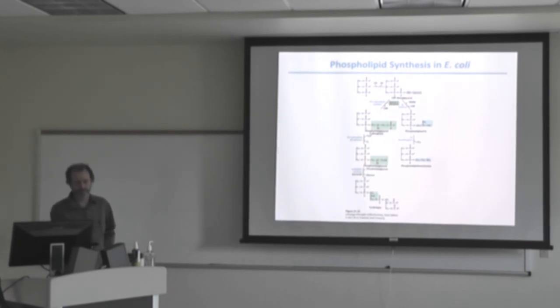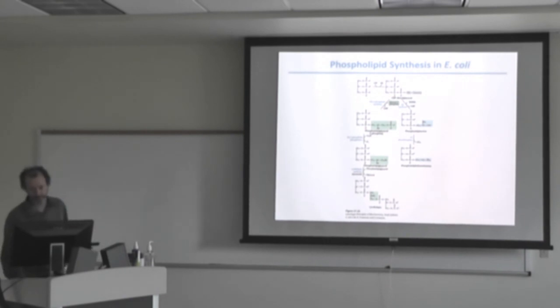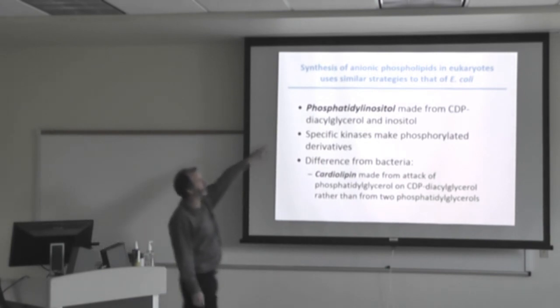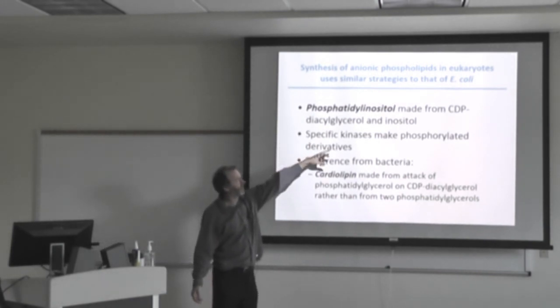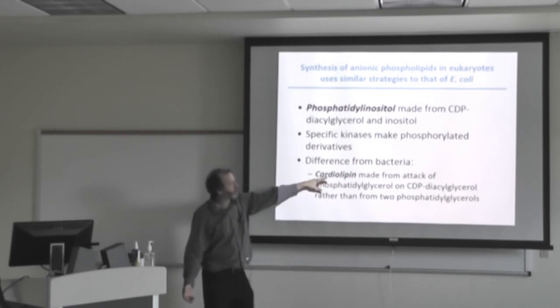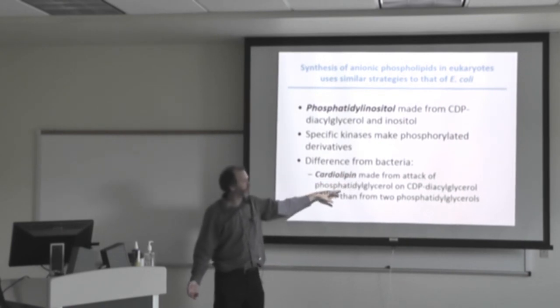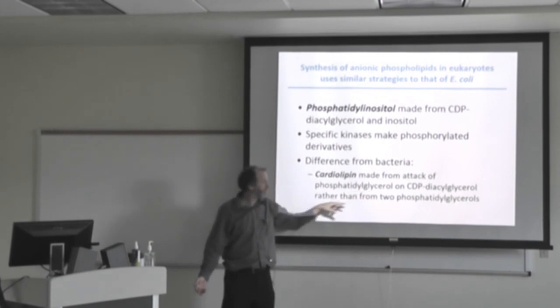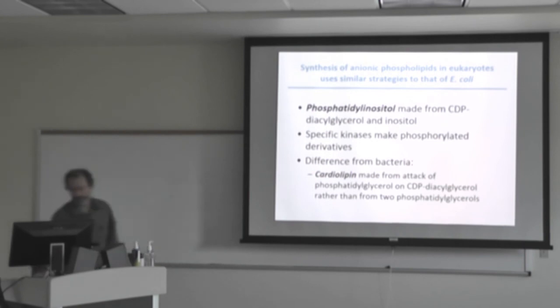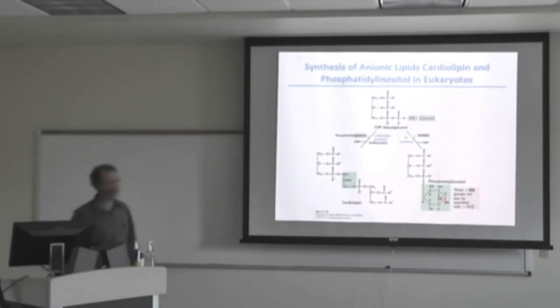So you can form synthesis of anionic phospholipids in eukaryotes, with similar strategies to that used in E. coli. Phosphatidylinositol is made from CDP-diacylglycerol and inositol. And you have a specific kinase that makes phosphorylated derivatives. The difference from bacteria is cardiolipin is made from attack of phosphatidylglycerol on the CDP-diacylglycerol rather than from 2 phosphatidylglycerols.